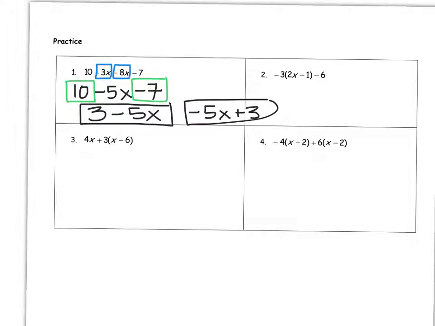Alright, I'm going to leave these problems for you to do on your own. So that's 2, 3, and 4 for you to do on your own. Alright, good luck.